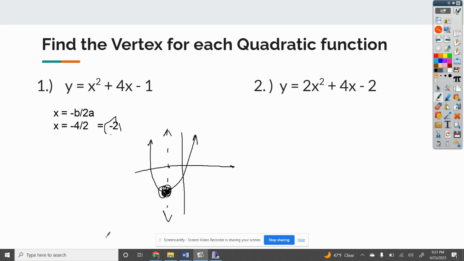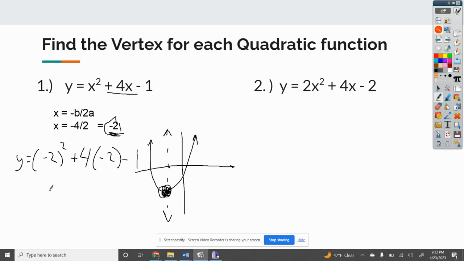So what does that look like? Well, our function is y equals x squared, and again, I'm plugging this -2 in for x. So I plug it in where I see an x. Our equation next is 4 times x, and again, I'm plugging -2 in for x. Because there's two x's in my equation, I'm going to have to plug it in twice, and I do.